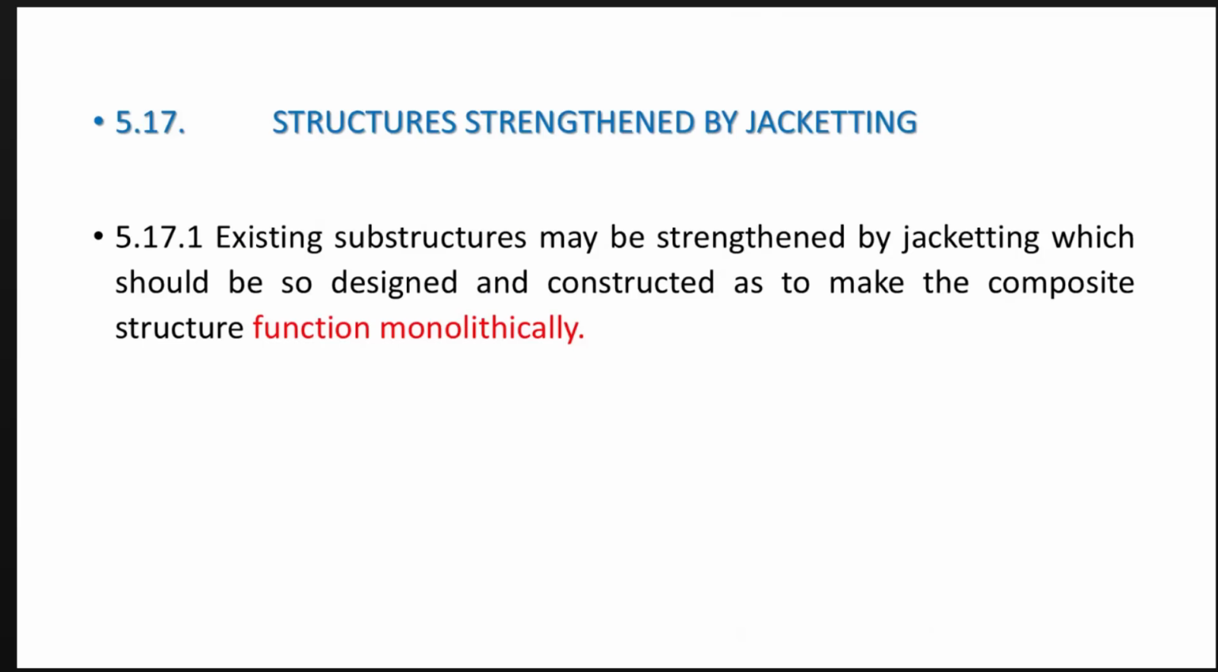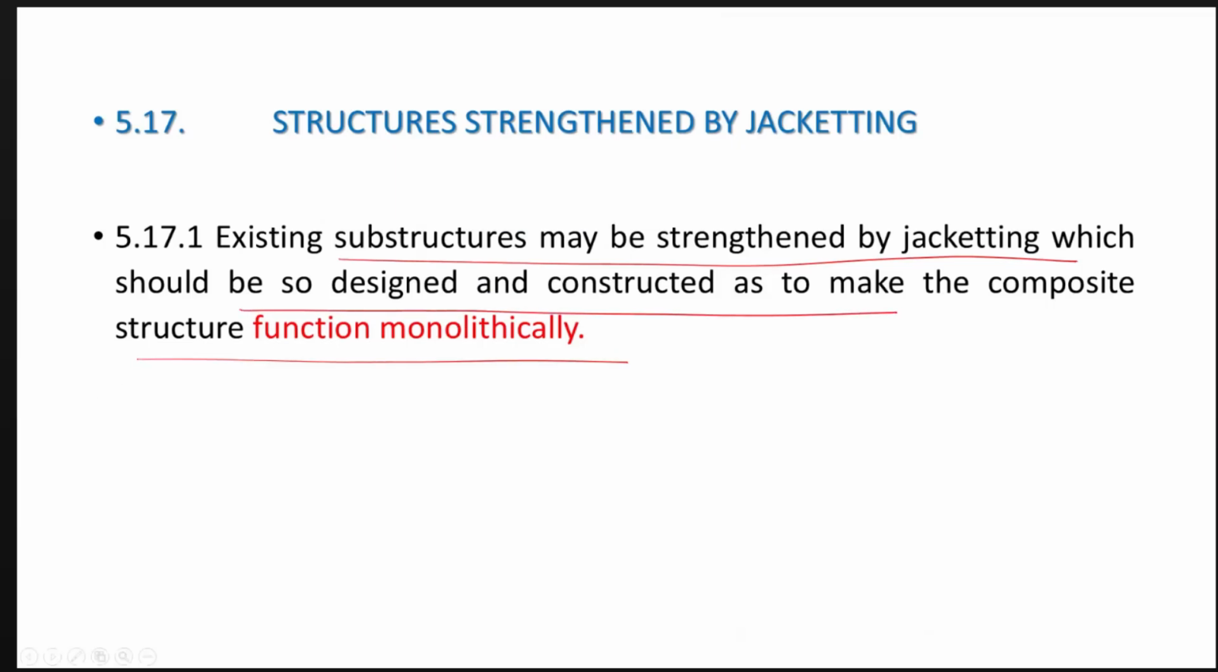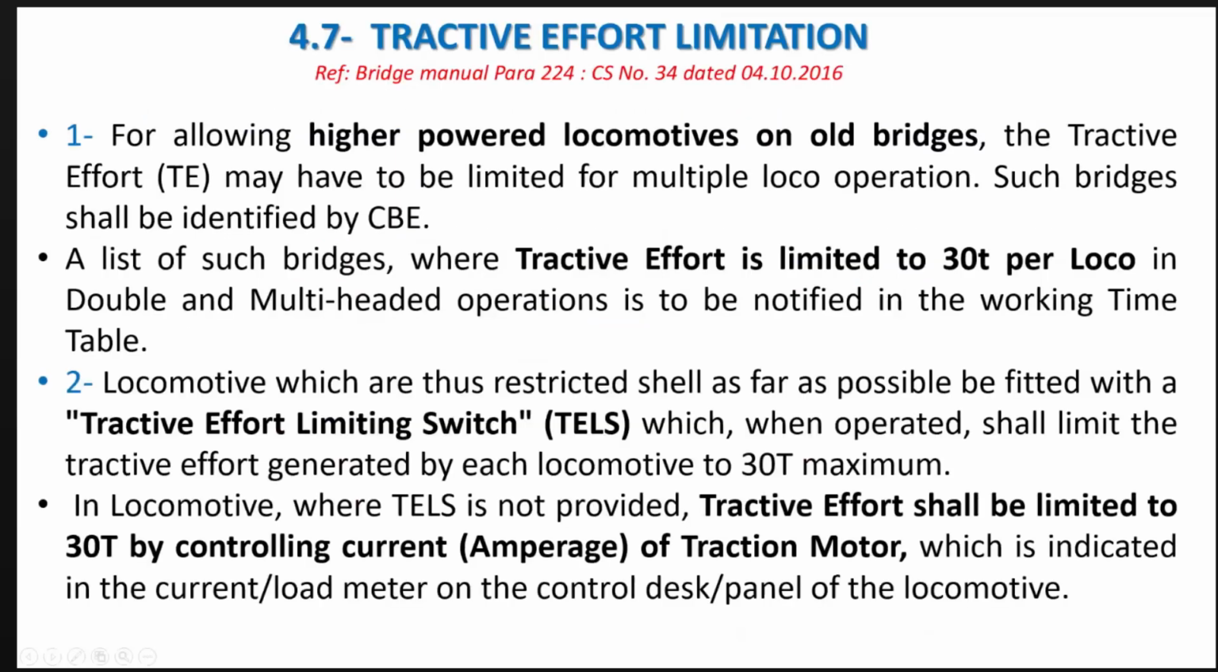Even then, if the existing structure is found to be overstressed in the calculation, then we have to go for strengthening by jacking, and it should be designed for construction to make a composite structure monolithically. So this is all about our substructure code, permitting allowable up to 200%, but the main thing here is that we can allow 200% only if the structure is in sound condition.